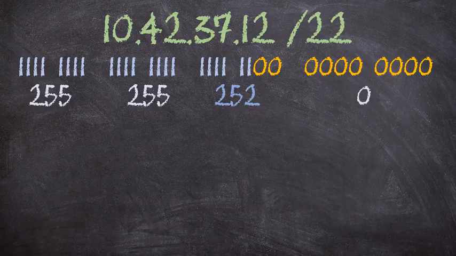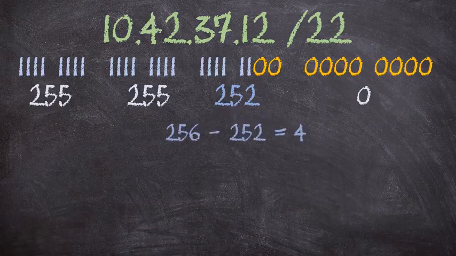It's going to be the one that's got a mixture of ones and zeros, so the 3rd octet in our case. Subtract this value from 256. For us, 256 minus 252 is 4. Now we need to know the value of the 3rd octet in our IP. That's 37 in our case.